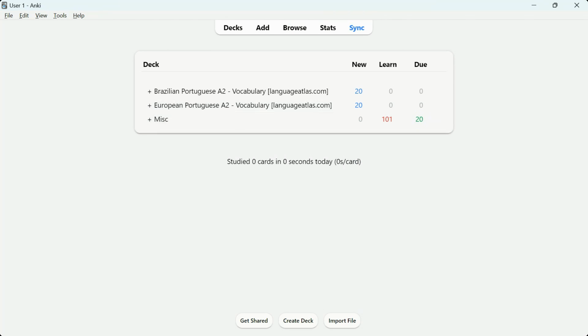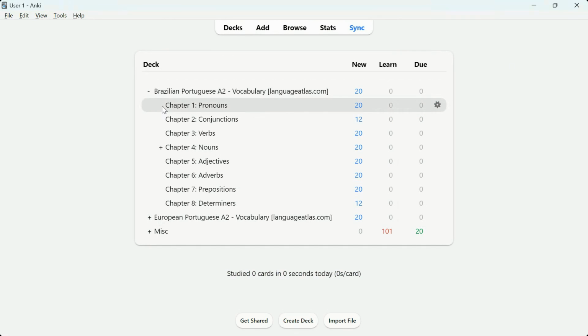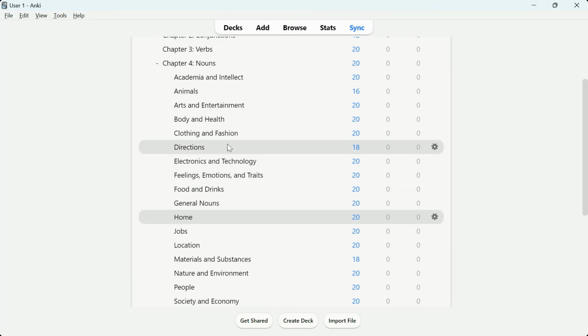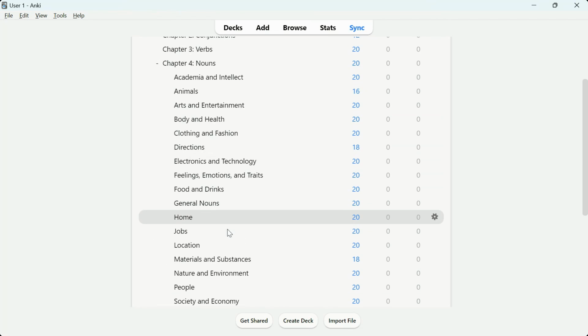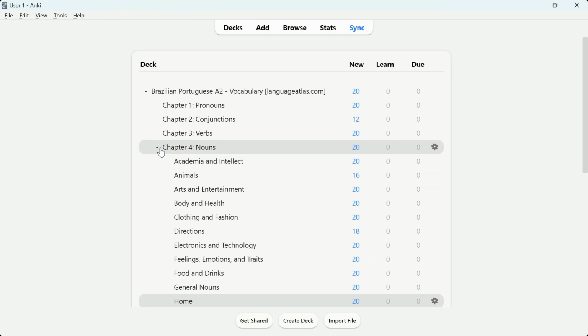Now I'd like to go to the Brazilian Portuguese A2. I am going to click on this icon over here, and you can see the same 8 chapters inside Brazilian Portuguese A2 vocabulary. So they are pronouns, conjunctions, verbs, nouns, adjectives, adverbs, prepositions, and determiners. So if I go to chapter 4, nouns, and I click on the little plus icon, we can see that we have the same 20 subjects inside it. So academia, intellect, animals, all the way until time, maths, and numbers, and transportation. So that was my first point, to show the course structure.